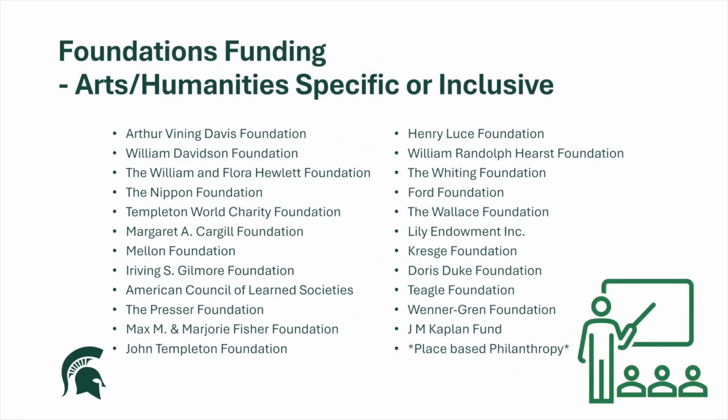This here is just a broad list of current foundations that are funding the arts and humanities, either specifically or inclusively along with other projects. You'll notice down at the bottom, and I'm sure many of you notice a lot of these different foundations. If you'll notice in the bottom right-hand corner, we've got an asterisk that says place-based philanthropy. Many people are like, what's that mean?